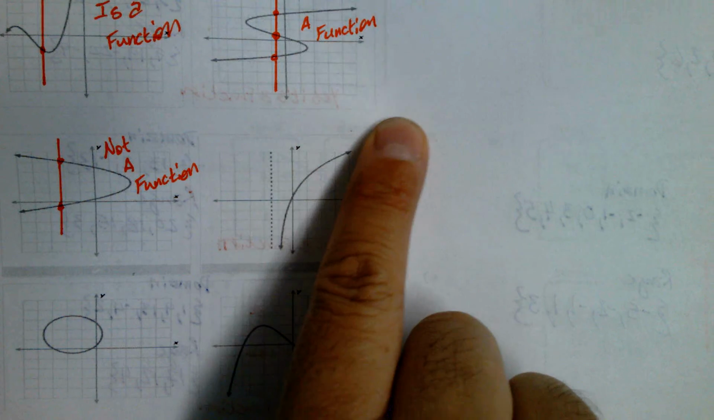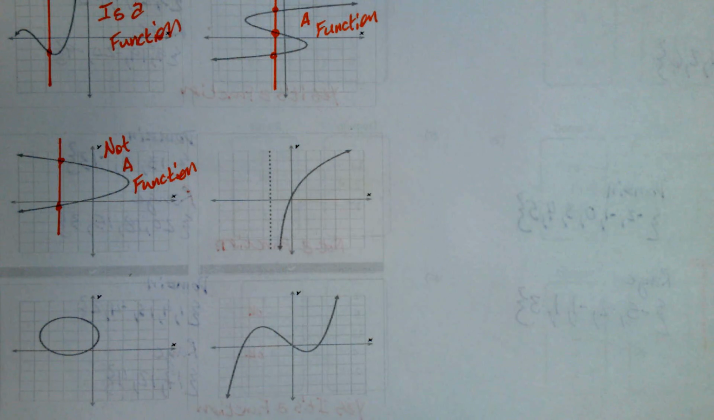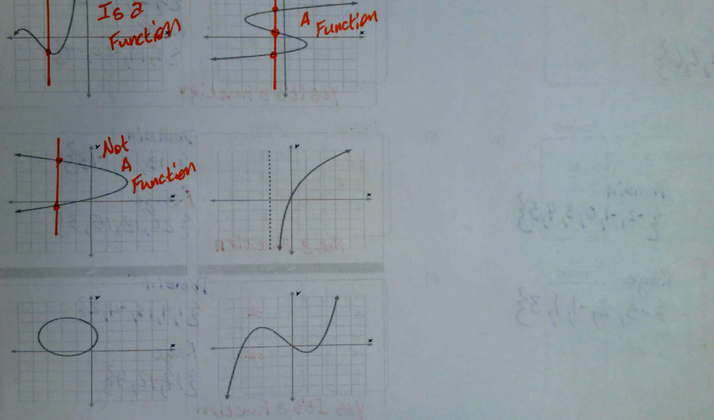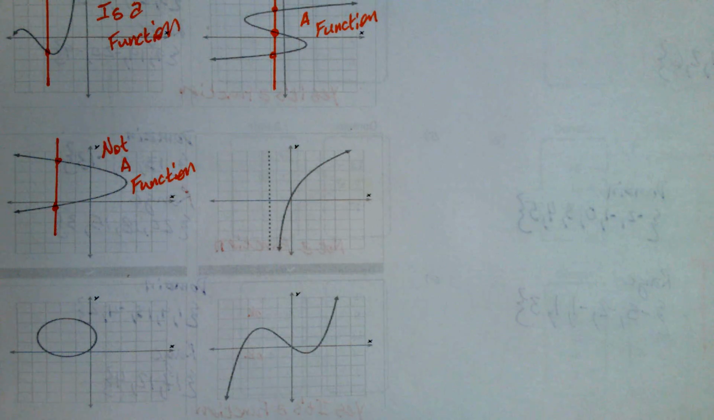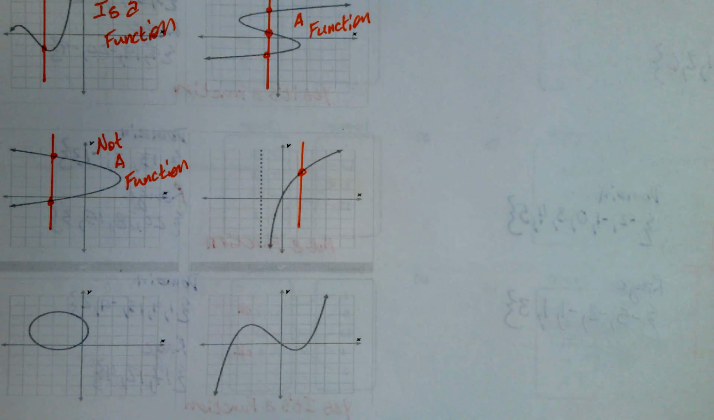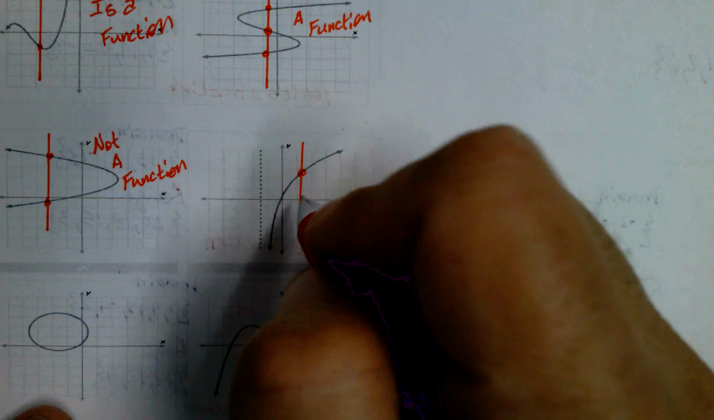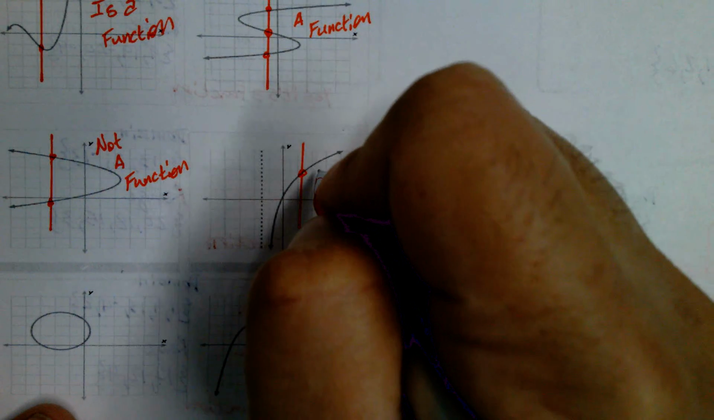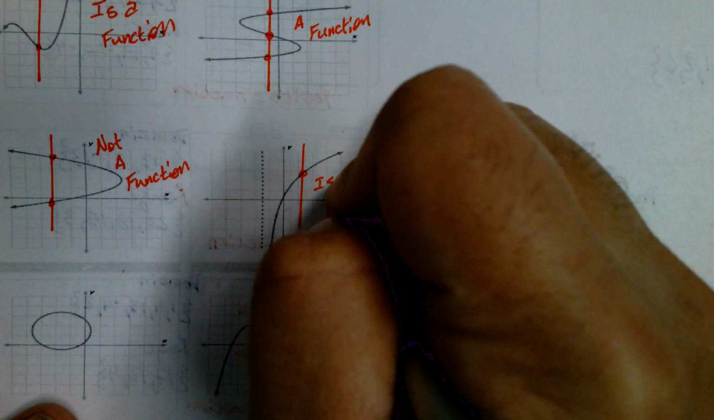And in this direction, it's just going to go like that. So yes, it's a function, or no, it's not a function. It is a function, because anywhere you draw a vertical line, yeah. So it is a function in this case.